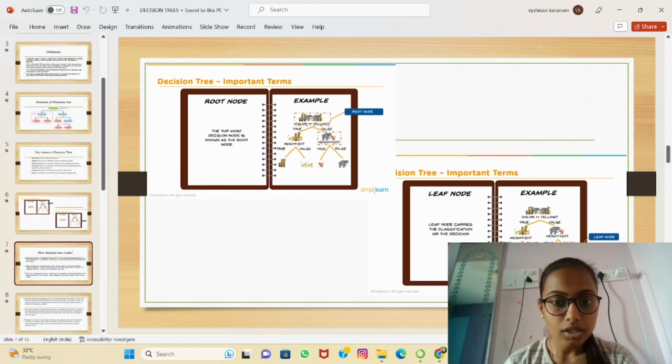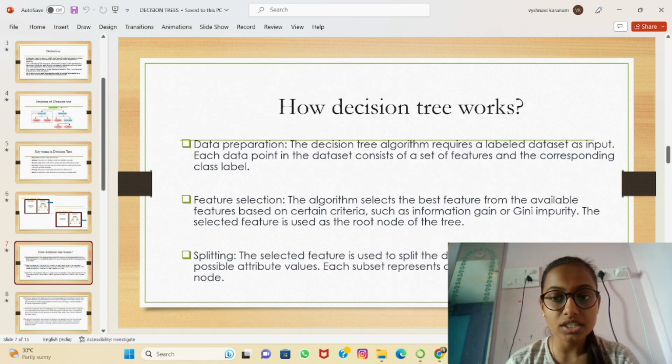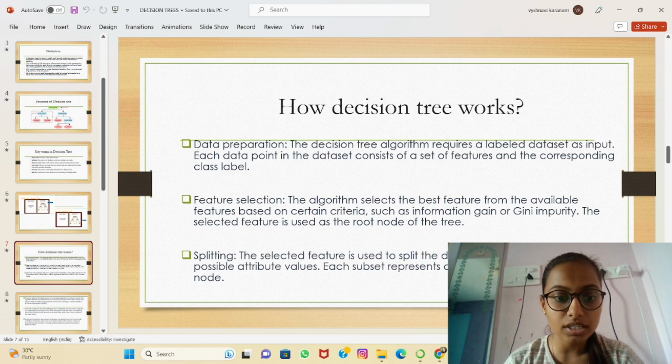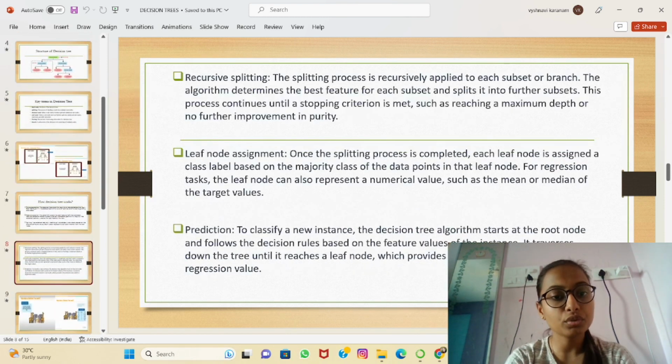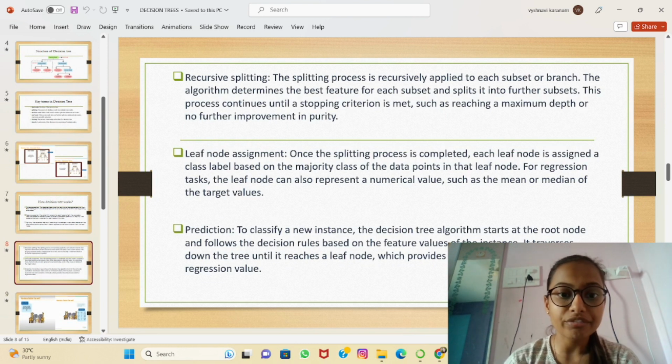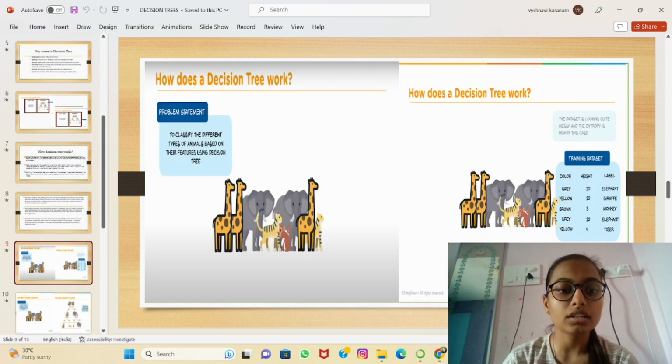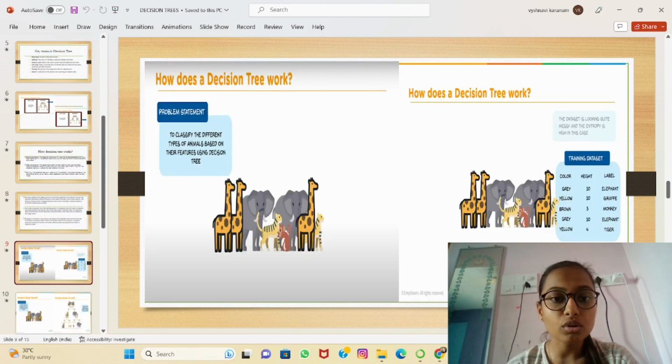So let me show you how a decision tree works. First, we have to collect the data, and data preparation should be done. Then feature selection, like which attribute will be used, which will get us definite, accurate answers. Next, splitting, and we have to do recursive splitting. And for the leaf node, we have to select the assignment. So next, the prediction will be done. So that is the working of a decision tree.